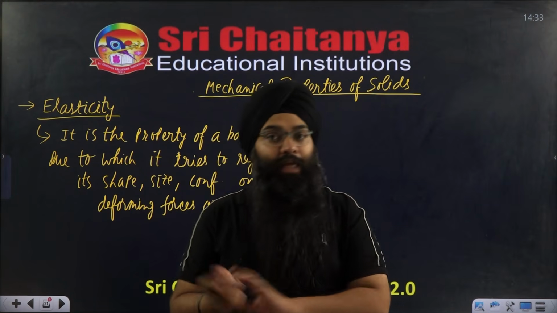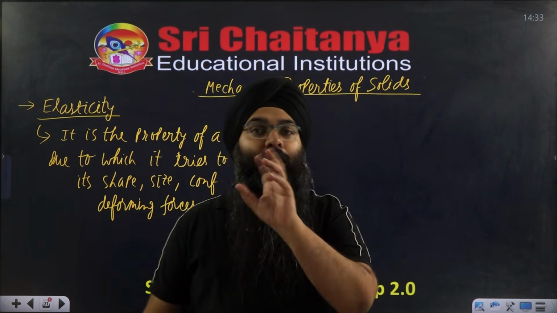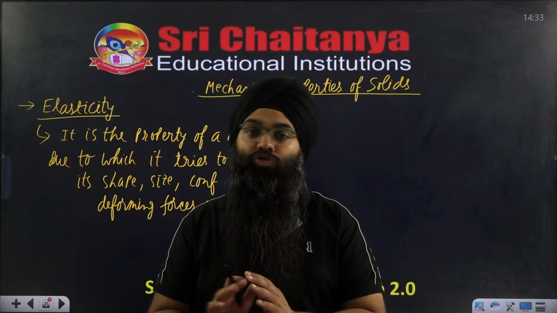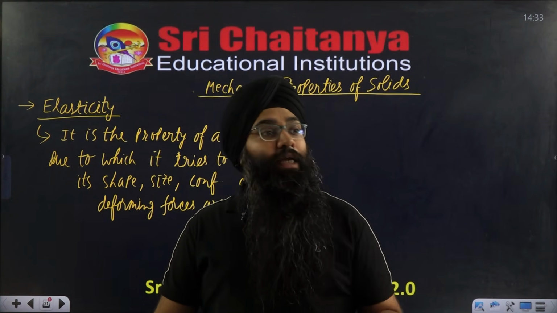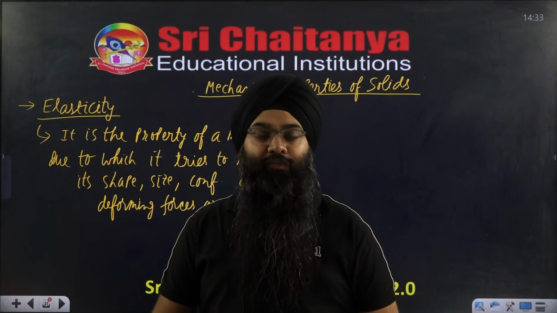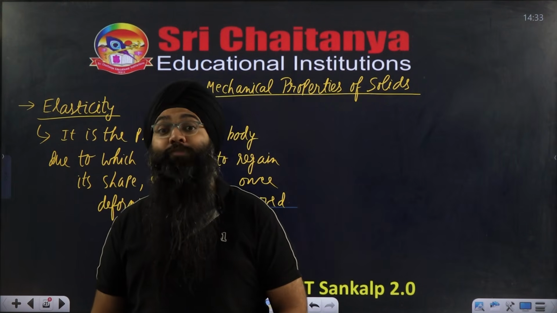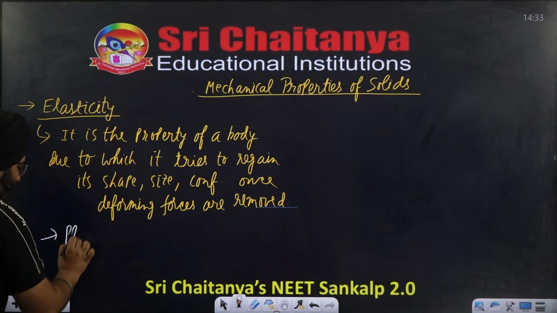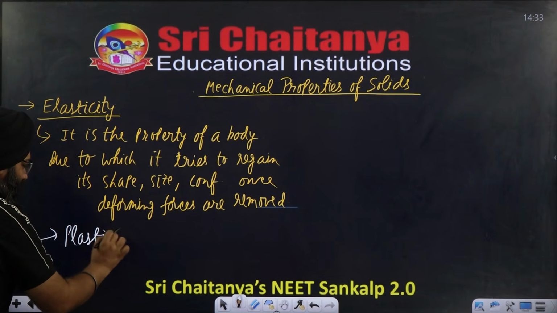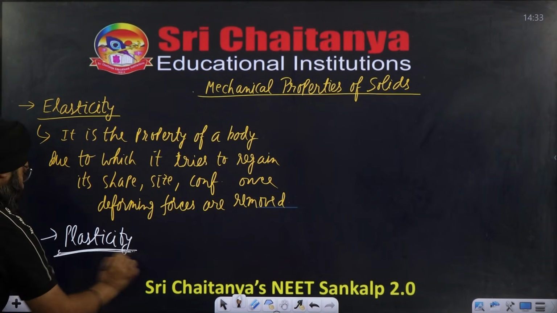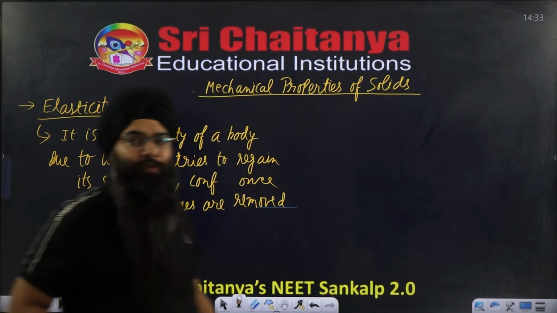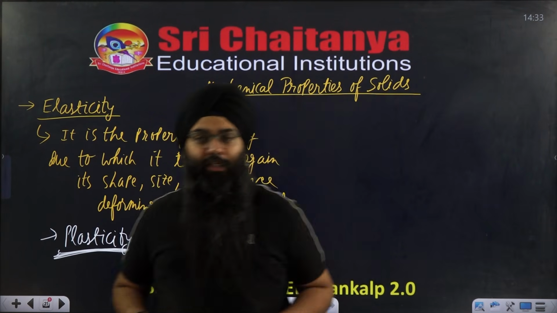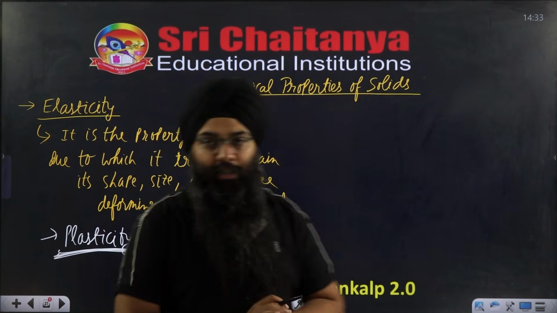Achha, one more thing, why is it regaining its shape, size, configuration? Because some internal restoring forces will be developed. Because of that, it wants to regain its shape, size. If the body is not able to regain its shape, size, configuration, then we call that property plasticity. So one more property is there. I'm just writing the property name, it is not that important, so I will not discuss the definition. Just remember the name, that plasticity is basically the opposite of elasticity. It is the property due to which it cannot regain its shape, size, configuration.